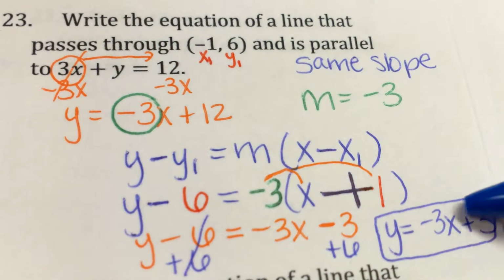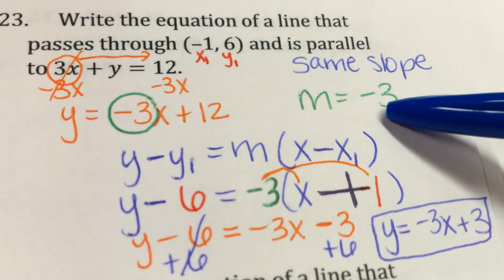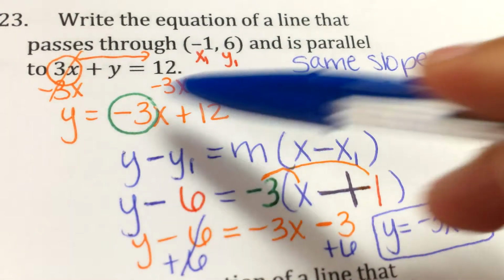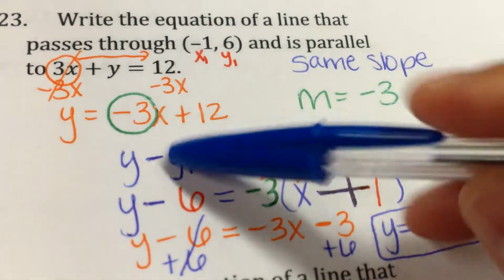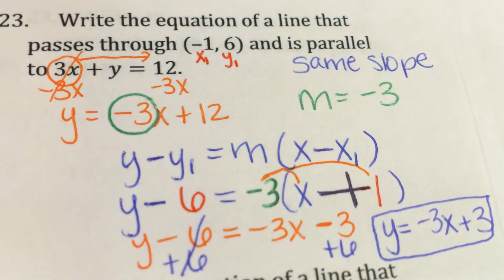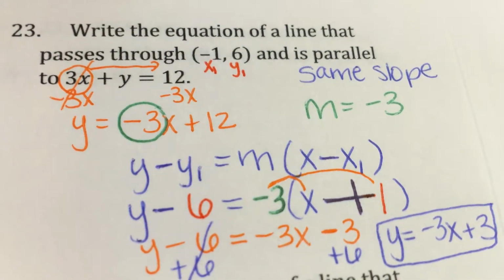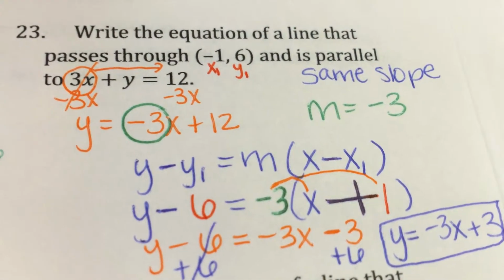And does it have the same slope? Yep. Negative 3, negative 3, same as that one. They have different y-intercepts because they're parallel lines, but they have to have the same slope. There's my equation. Let's go ahead and do another one.